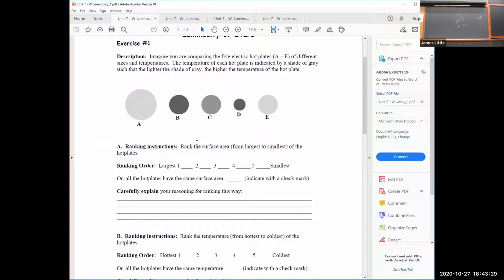So as far as energy output goes, we're lucky in that the largest objects are also the hottest objects. So from greatest energy output to least energy output, I have A, E, C, B, D, because temperature matters and size matters. Higher the temperature, more energy output. Bigger the size, more energy output.